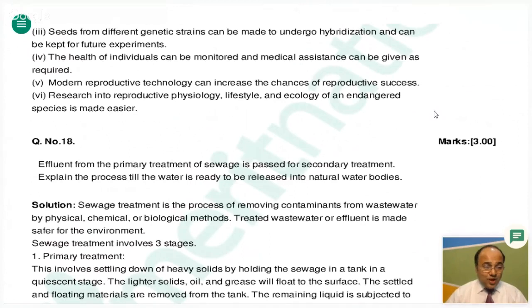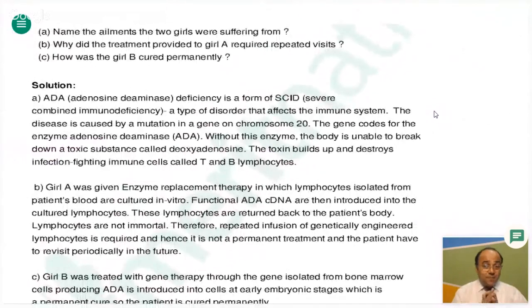Okay, let's move ahead. So another question is, effluent from the primary treatment of sewage is passed for secondary treatment. Explain the process till the water is ready to be released. This is a very standard and typical question which has been asked even in the previous years, right? So this is a very standard question. Remember, few questions in biology have been PET. Few questions like on spermatogenesis, oogenesis, male reproductive system, female reproductive system, right? This question on sewage treatment, these are some of the PET questions which are always asked.